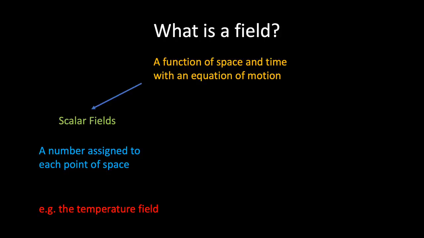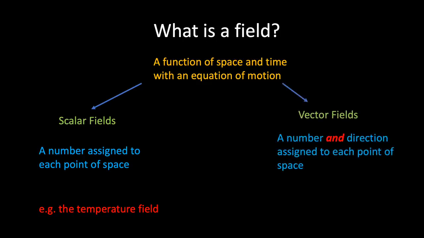Another important type of field is known as a vector field, in which we assign both a number and direction to each point in space. For example, if you were to measure the wind speed and direction at every point in space, then you could produce a map consisting of arrows located at each point in space, with the length of the arrow being proportional to the speed, and the direction of the arrow indicating the direction of the wind at that point.